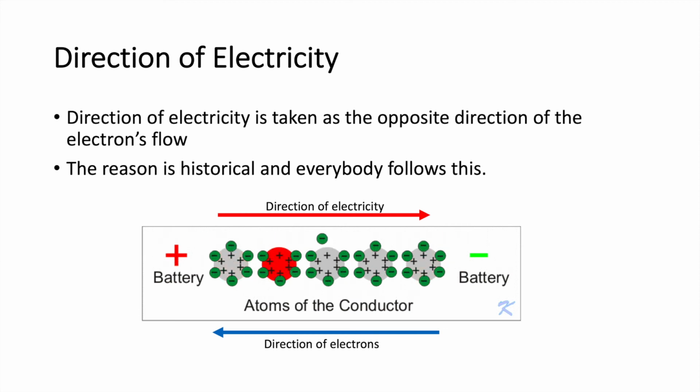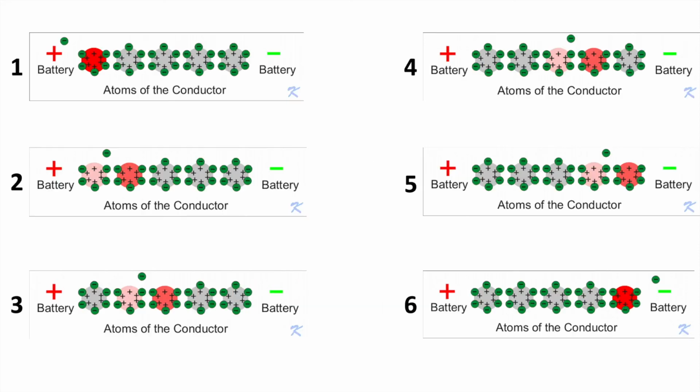Now we can discuss the direction of electricity. The direction of electricity is taken as the opposite direction of the electron flow. The reason is historical and everybody follows this. Let us discuss this concept in detail. Consider a battery which has a positive and negative terminal. In a wire, negatively charged electrons are moving and positively charged atoms are not moving. And the positive terminal of the battery has a tendency to accept electrons from the atoms.